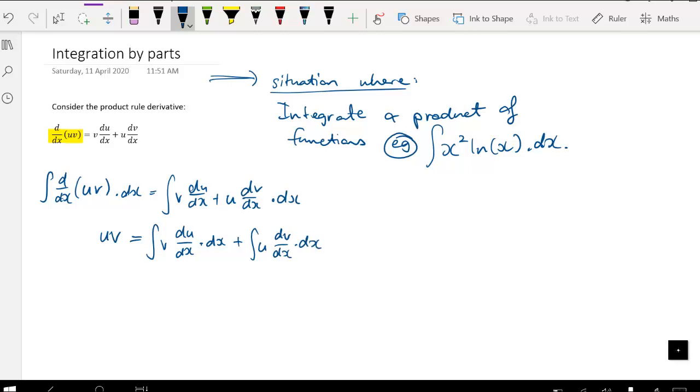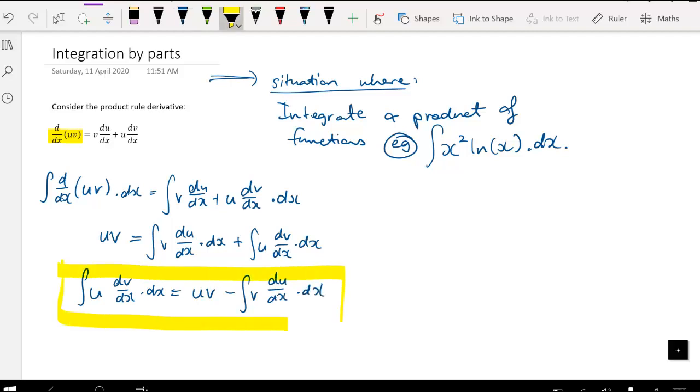with respect to x. Now really the process here is that we're going to isolate, so we're going to subtract this integral of v du dx and we'll end up with the integral of u dv dx with respect to x is equal to uv subtract the integral of v du dx. Now this is our method of integration by parts.